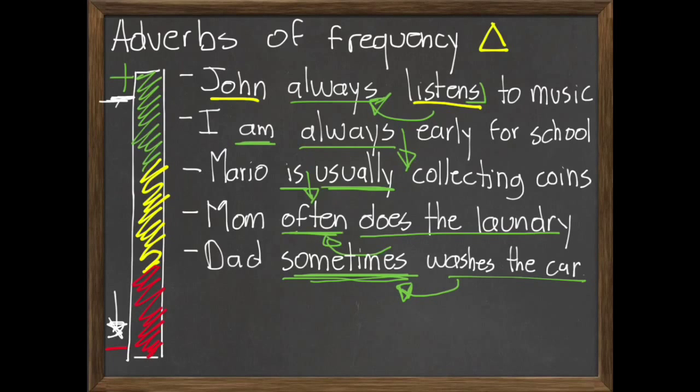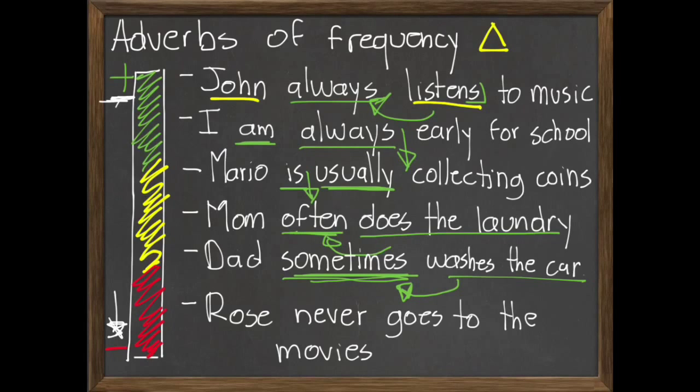And lastly, the least often adverb of frequency: Rose never goes to the movies. Never means that if you ask Rose, she has not once gone to the movies. Here, the action is going to the movies. So again, the adverb of frequency is placed before the action.